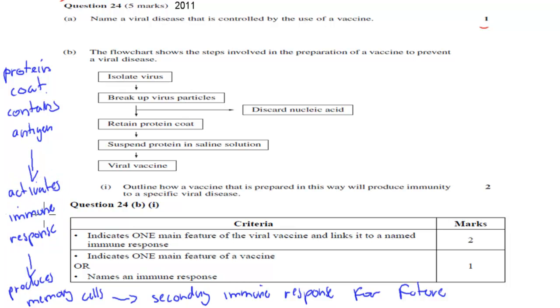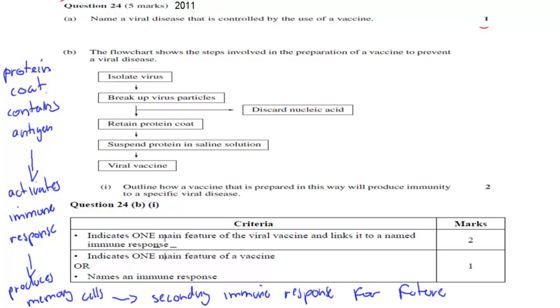If they activate an immune response, that means that after the primary immune response is over, we're going to have memory cells being produced. And these memory cells mean that whenever the pathogen re-enters our blood, we've got the secondary immune response that really quickly kills off the pathogens in the future, which means now we have the immunity. Right? So this is basically what I should have written to get your full marks.